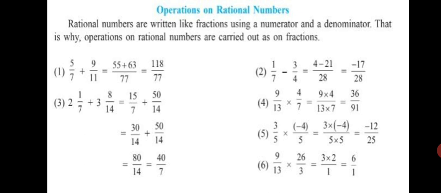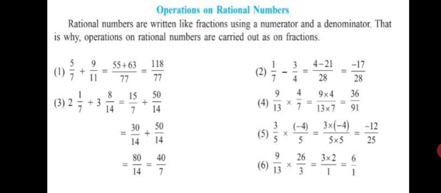Third example is of a mixed number. Whenever you have a mixed number to add, first convert it into improper fraction. And how to do that you already know. 2 into 7, 14 plus 1, 15. 15 upon the denominator 7 plus 3 into 14 plus 8, 50 upon denominator 14.